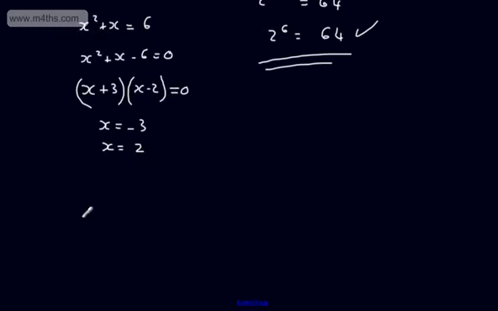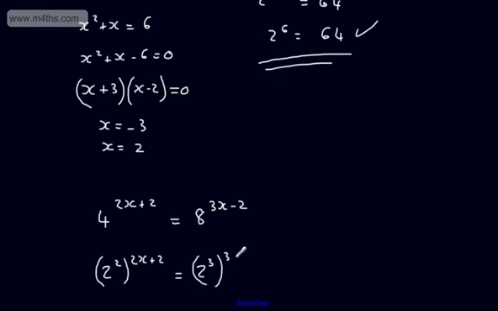Another one we might have, for example, let's just do one more to finish with. Let's say we've got 4 to the power of, let's say, 2x plus 2. And this one is going to be equal to 8 to the power of 3x minus 2. We could write these as powers of 4 or powers of 8. I personally think it's easier to write them as powers of 2. So what we've got is 2 squared, that's the 4, raised to the power of 2x plus 2. And then we've got 8. Now 8 is 2 to the power of 3, and we'll raise this to the power of 3x minus 2.